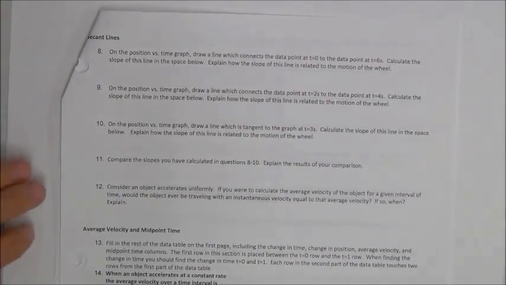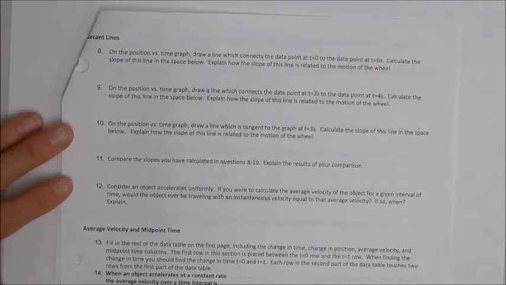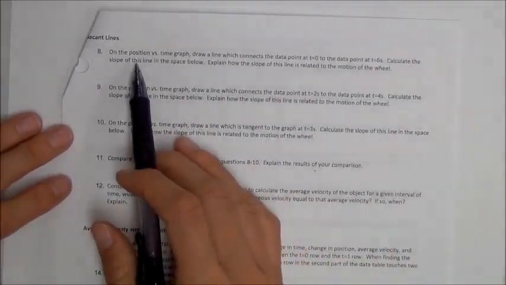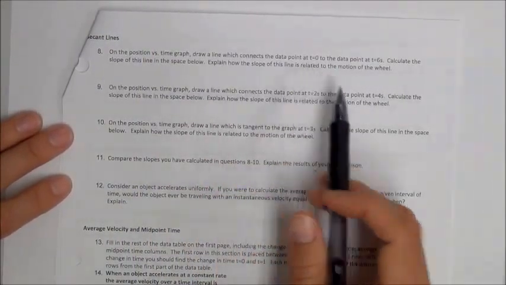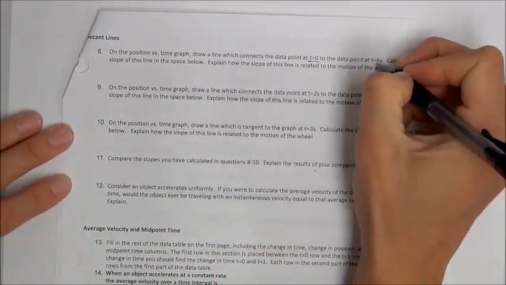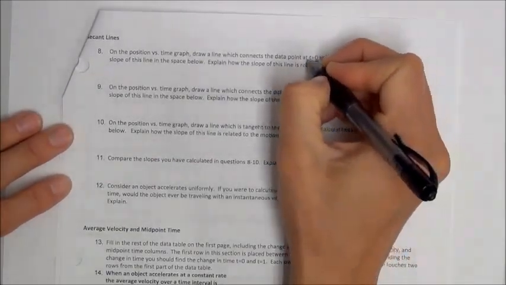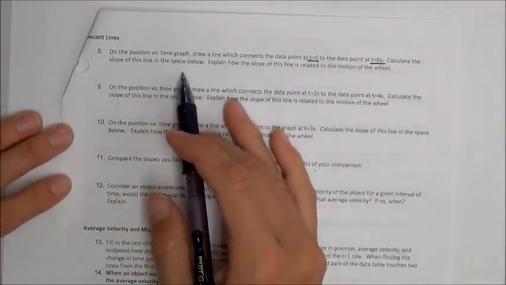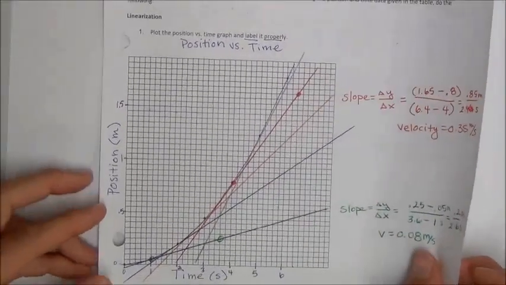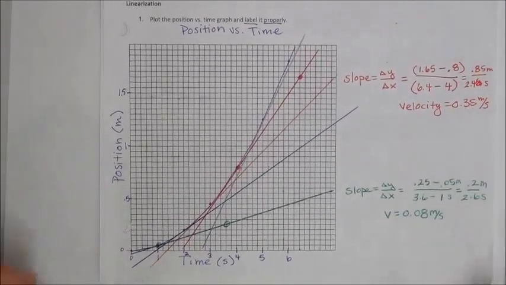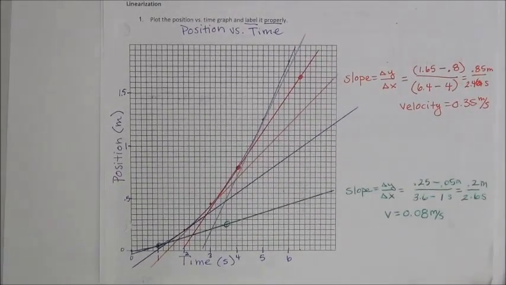All right, the next thing we're gonna do is draw some secant lines. So you'll see that on number 8 it says on the position versus time graph, draw a line that connects the data point at t equals 0 seconds to t equals 6 seconds. Calculate the slope of this line in the space below. So we go back to our position versus time graph, which should have your 5 tangent lines on it, and it should look something like that.